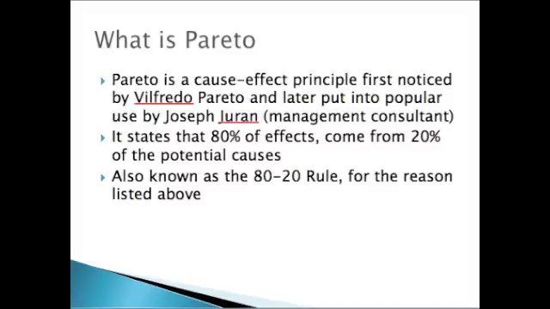Pretty much the Pareto rule that Vilfredo noticed and Juran later used was 80% of the effects come from 20% of the potential causes. It's also known as the 80-20 rule for the reason listed above. So 80% of your things happening or your problems can be narrowed down to 20% of items or causes for these effects. It's not a hard law, not everything's 80-20, but a lot of things are, or close.